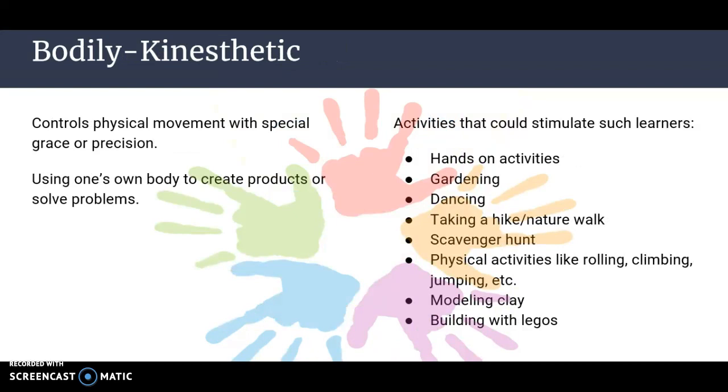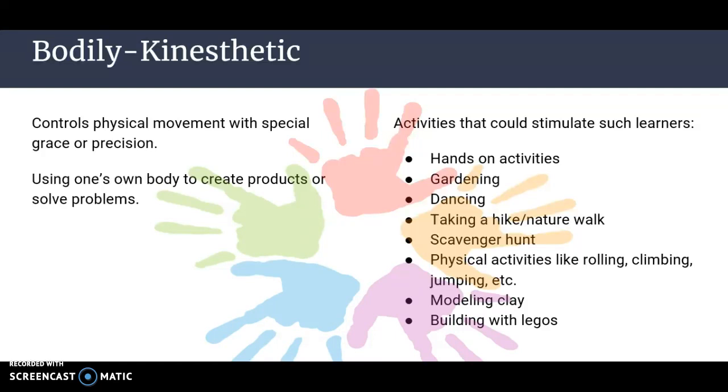Then we have bodily kinesthetic learners. These learners control physical movement with special grace or precision. Also, using one's own body to create products or solve problems would be this intelligence.